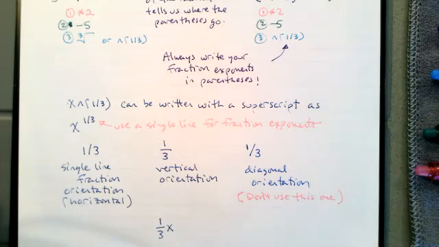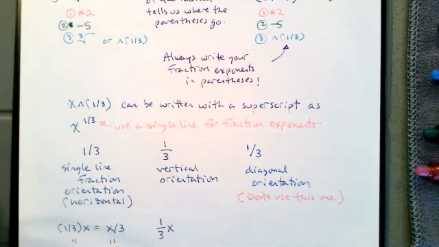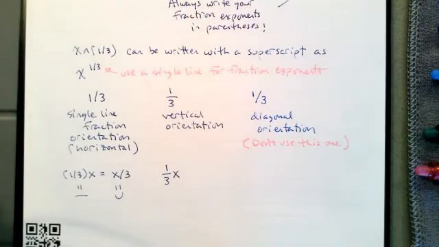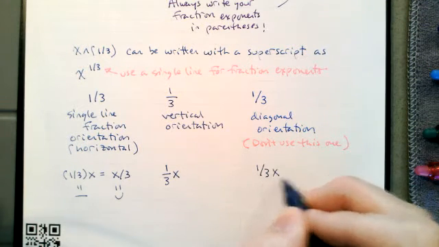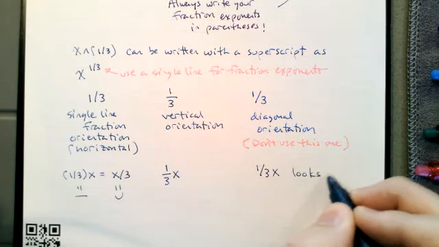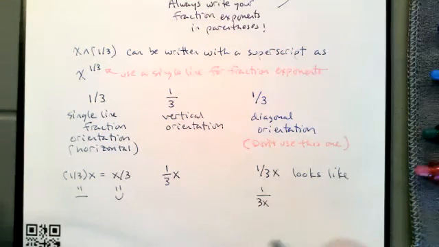In single line orientation, we could write (1/3)x, or we could write just x/3, which would even be better. That with parentheses is kind of meh. Diagonal orientation is just bad. If you write 1/3 x, it looks like 1/(3x), which is not what we were trying to write. Diagonal orientation is bad. Don't use it.